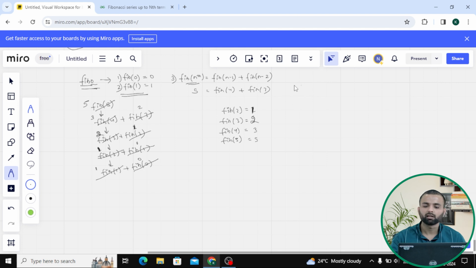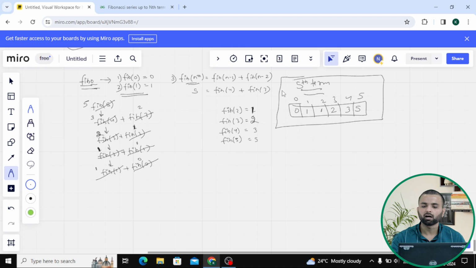So what if I want to find up to the fifth term, what is my series? Let's make an array: 0, 1, 2, 3, 4 and 5. Index 0 is always 0, index 1 is 1. What is 2 here? 1, let's write it. What is 3? 2. What is 4? 3. What is 5? 5. So we have to return this array as the main task in the given question. Hope you understand how to solve this, right?